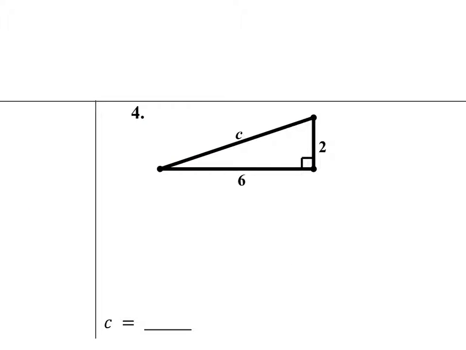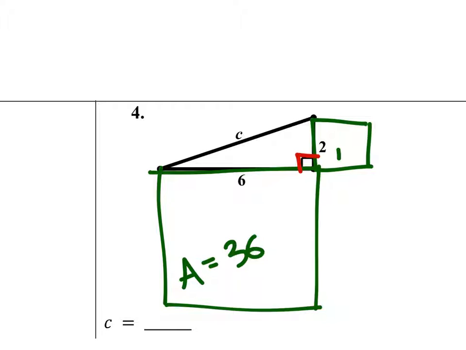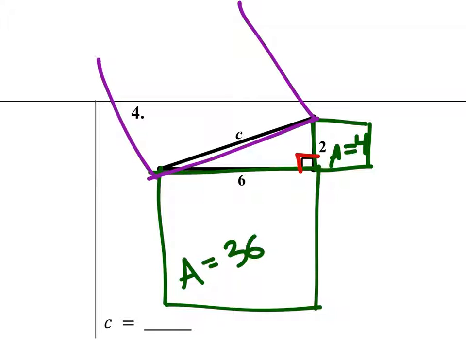All right, number 4, again we're looking at the two legs right here, which are given. So if I wanted to, and you guys seem to like this method with the squares, what's the area of this square if the side length is 6? 36. But then we got this other one right here. What would be the area of this? 4, right? Now we want the hypotenuse, and we can make a square out of these. So how do we find the area of the hypotenuse square? All right, good. 36 plus 4.